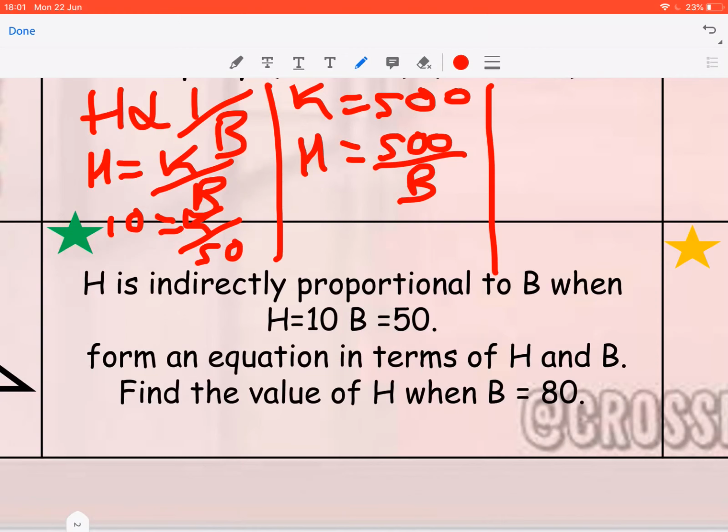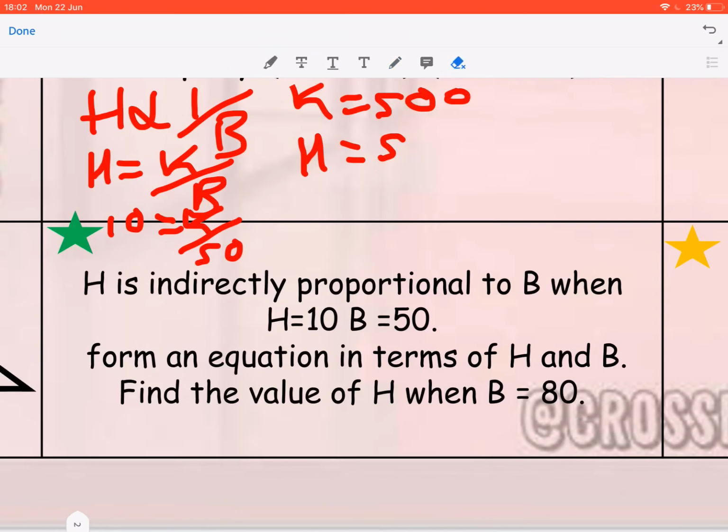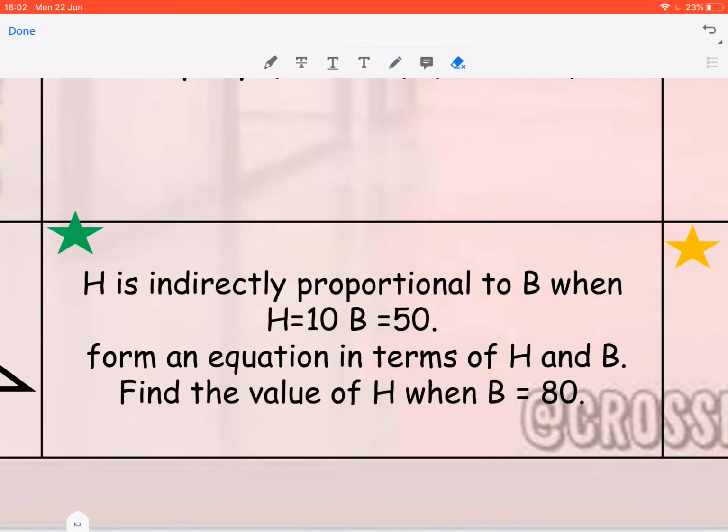Once you know H equals 500 over B, if you're ever given one of the values, you can work out the other one. You can see, find the value of H when B equals 80. Okay, cool, I'm just going to substitute that in. H equals 500 over 80. You can simplify that down to 50 over 8. If you divide through, you should get 6.25. If you divide through using bus stop, or if you have a calculator, use a calculator. Very straightforward question. Another topic worth learning, okay?